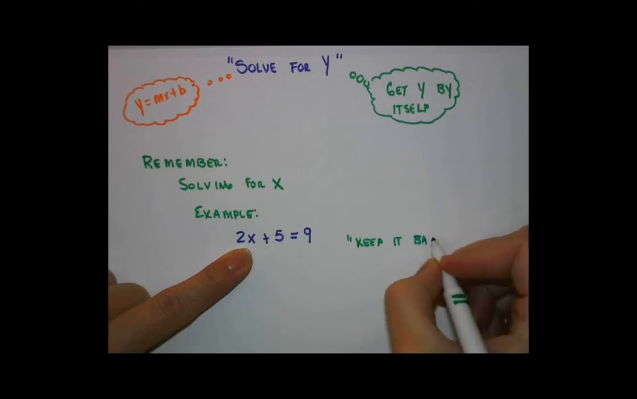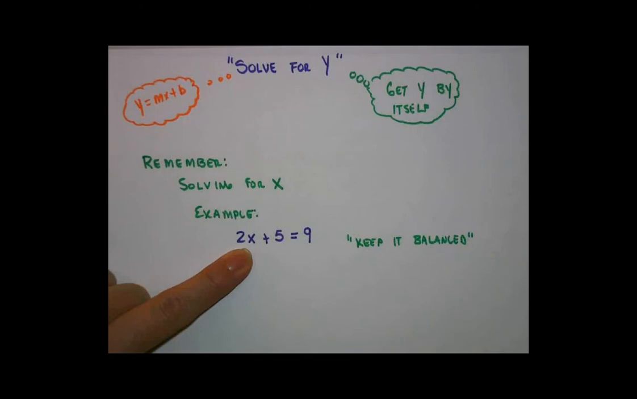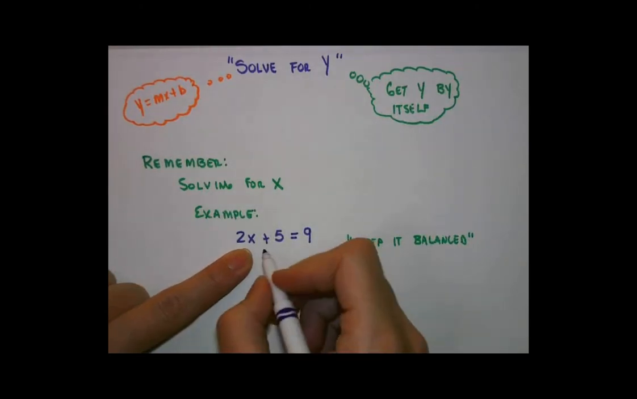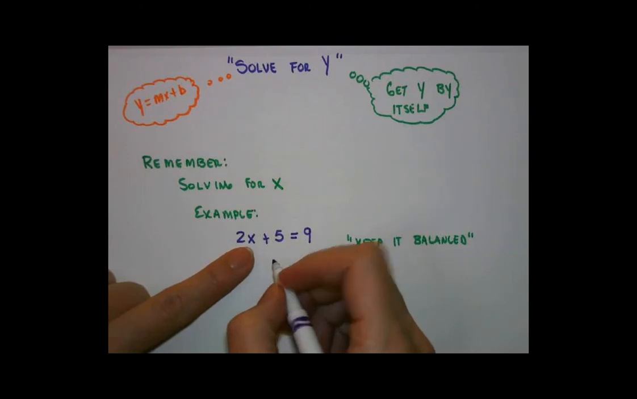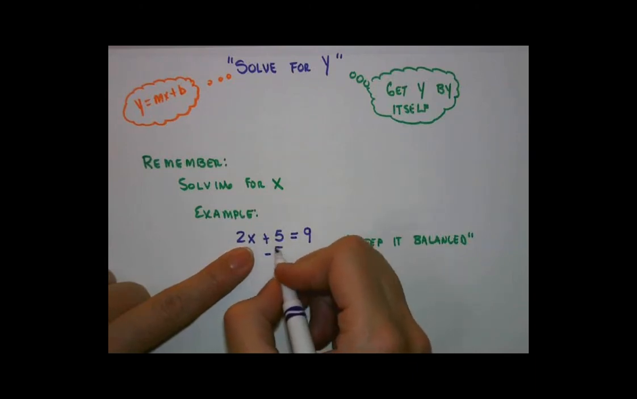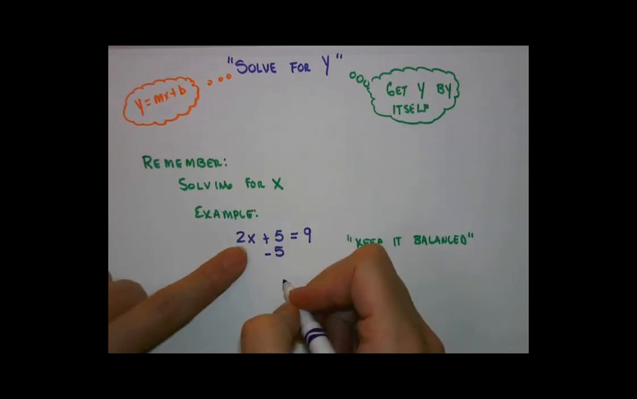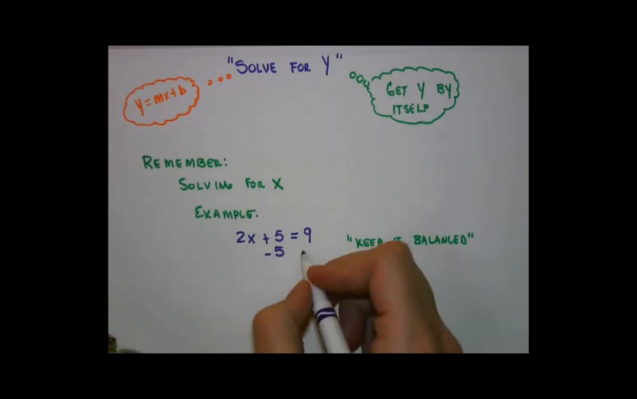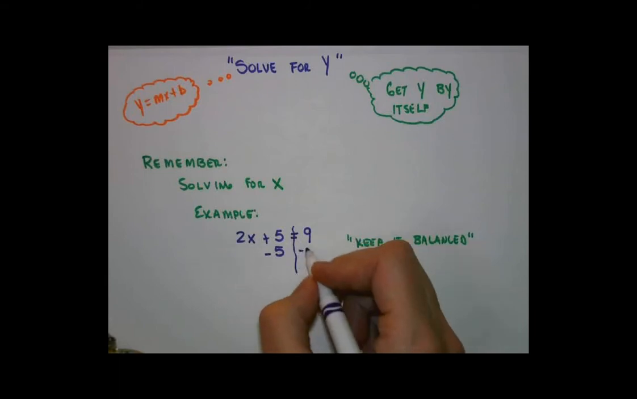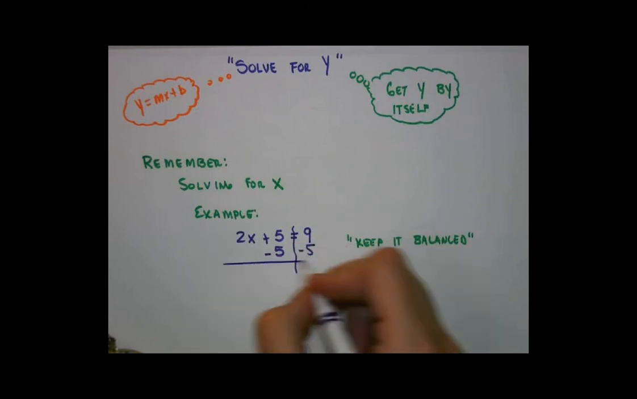The key to remember as we were solving this was to keep things balanced. We wanted to make sure that what we did to one side of the equation, we also did to the other side of the equation. So for example, the first step we did to solve this for x was we subtracted 5 from the left because we're first working to get the 2x term by itself. And to keep this balanced, we also subtracted 5 from the right.